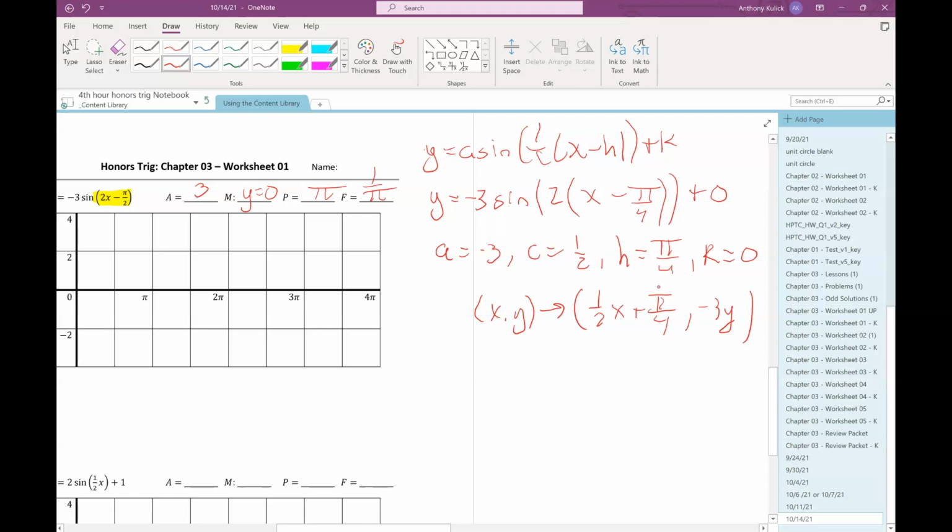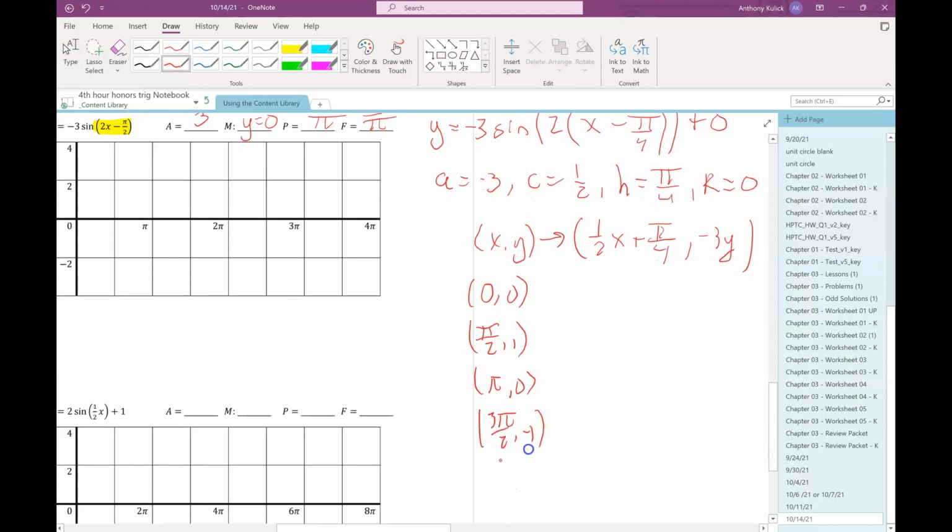So far, so good. And then I'm just going to use my key points for sine. I have these memorized. You do not need to do that. I would provide those for you if you needed them. And now all I'm going to do is take the x and plug it in there and evaluate, and take the y and plug it in there and evaluate.